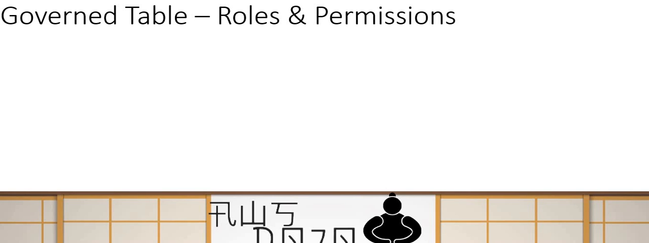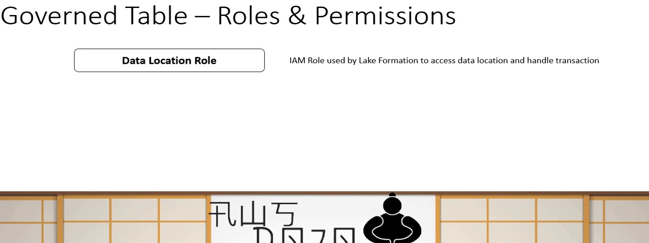Now, when you're working with governed tables, there are certain roles and permissions which are very important, and that's why I want to give you some idea around that. There's documentation available, but it's a little scattered, and I thought if I put everything together, it will be very useful for you. So first is your data location role. When you create a data location, you have to give certain role permissions on the data location, and this role is used by Lake Formation to access the data location and handle the transaction. So you need to create a data location role in Lake Formation. It's a Lake Formation based role.